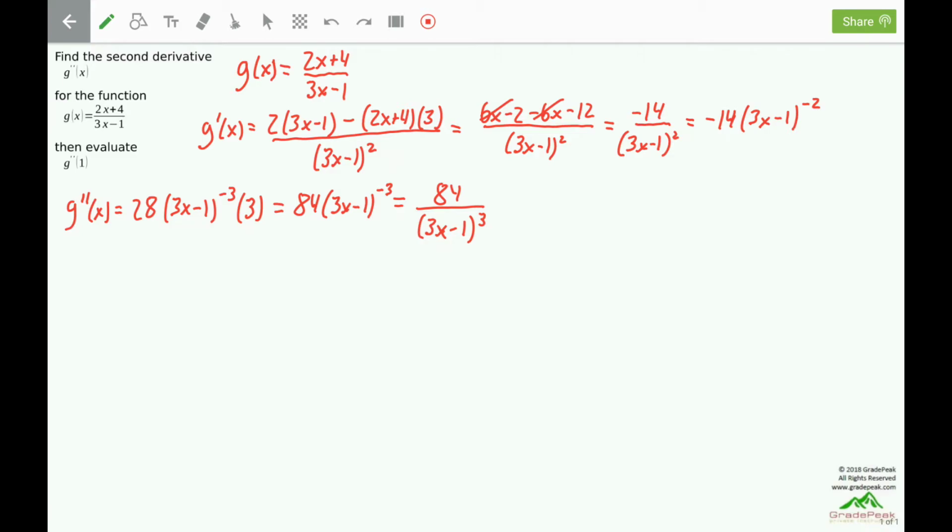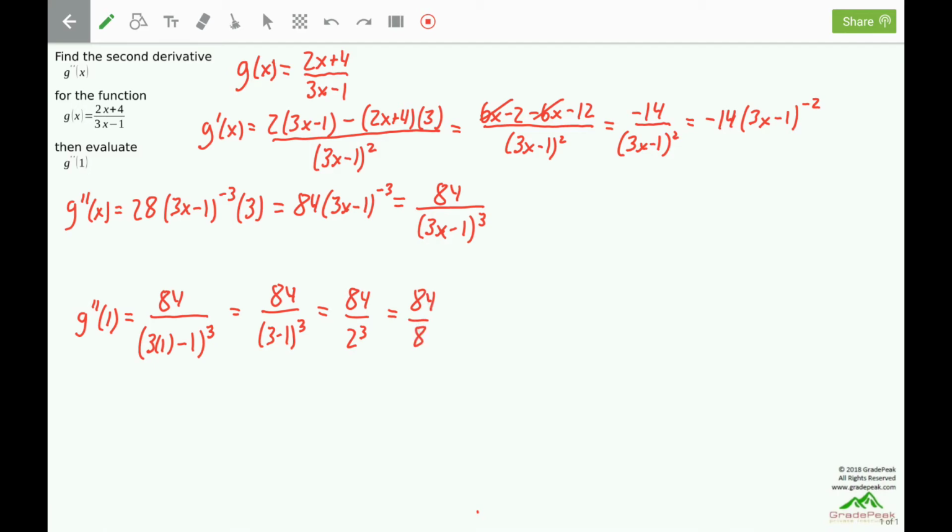The next thing to do is evaluate g double prime of 1. G double prime of 1 means to plug a 1 in for all x's, so we'll have an 84 divided by 3 times 1 minus 1 cubed, which is going to be an 84 divided by 3 times 1 is a 3 minus 1 and then cubed. 84 divided by 2 cubed, or 84 divided by 8.